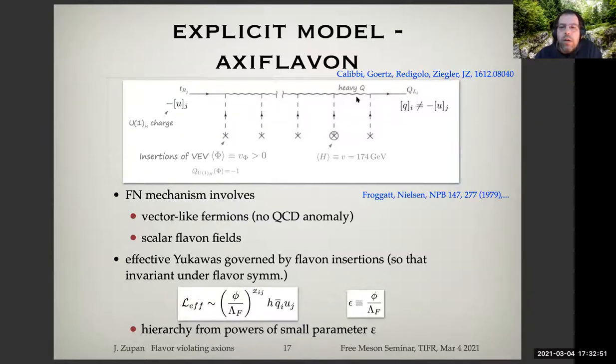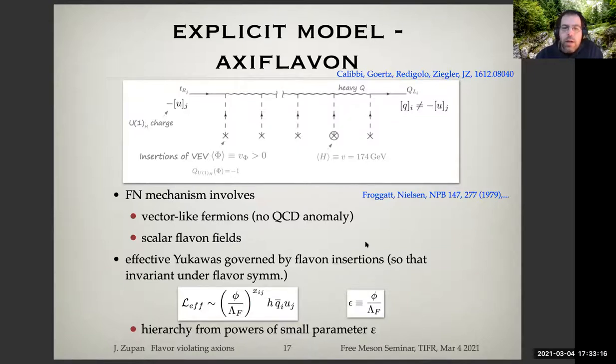So the longer this chain, the bigger the suppression, if the flavon VEV over the mass of the vector-like fermions is a small number, let's say 0.2. So X is this difference of the charges. So if the difference of the charges is big, a long chain, this would be a big suppression.